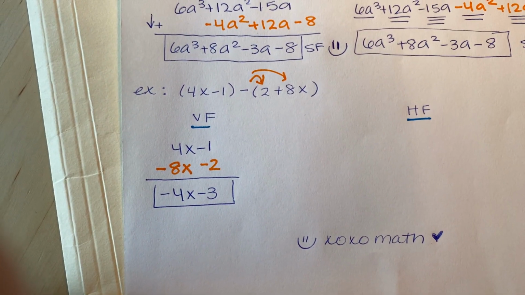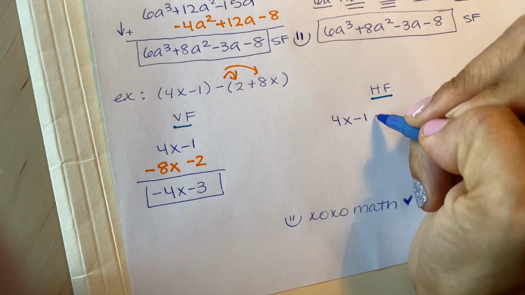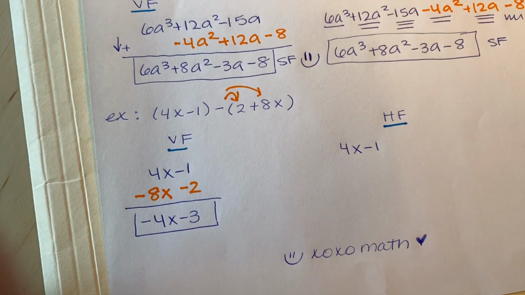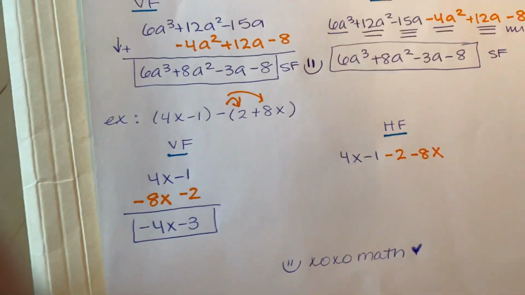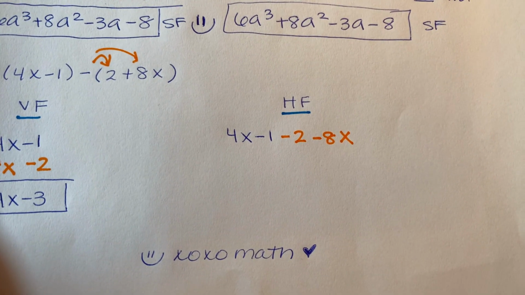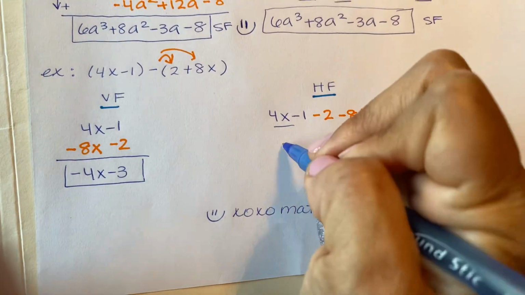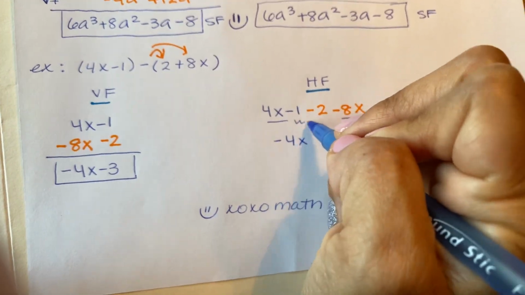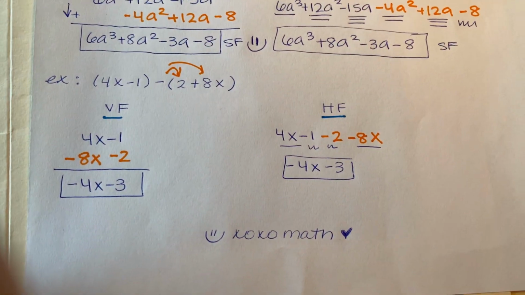Okay, and then of course the horizontal format. Let's keep the same. I like markers. I like writing in colors. Okay, and so now just combine, right? You have your x term. 4x minus 8x is -4x, minus 1, minus 2, -3. And so again, you get the same answer.